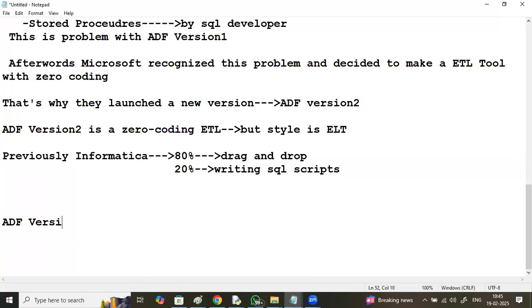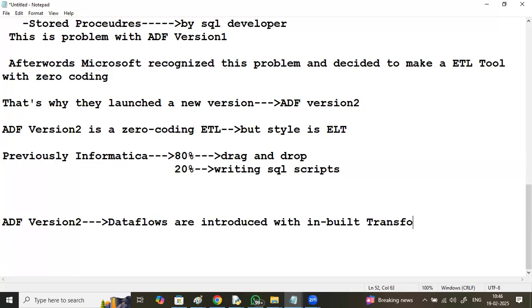Also powerful in ADF version 2, data flows are introduced with inbuilt transformations. And also in ADF version 2, Power Query is introduced, just like we use in Power BI. We do not need to write any code here, everything is drag and drop.